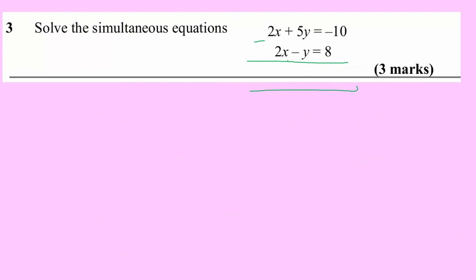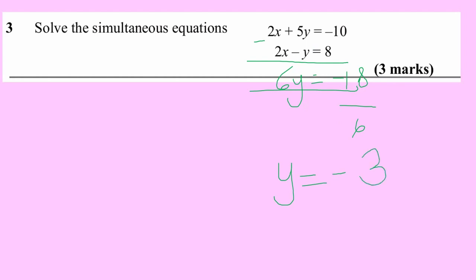Then we have plus 5 minus minus, which is an add. So plus 5 minus minus y would just be 6y. And then we have minus 10 and then minus 8 is minus 18. So minus 18 divided by 6 is just going to be minus 3. So y equals minus 3.